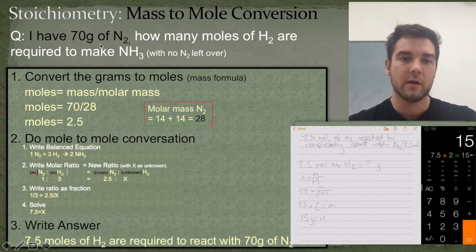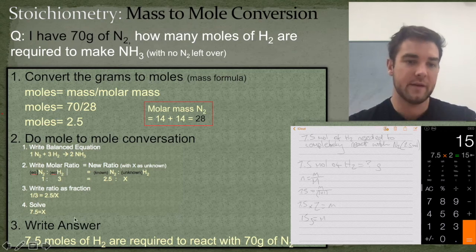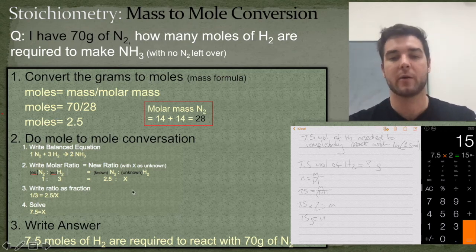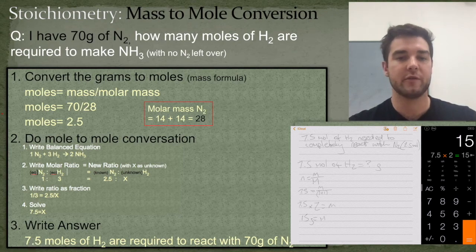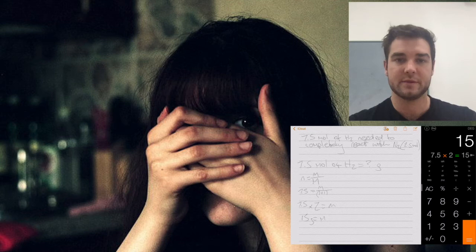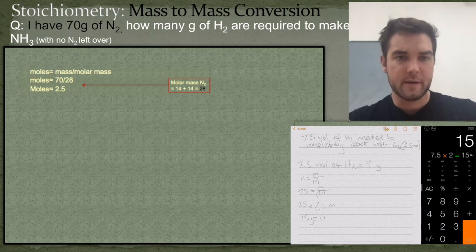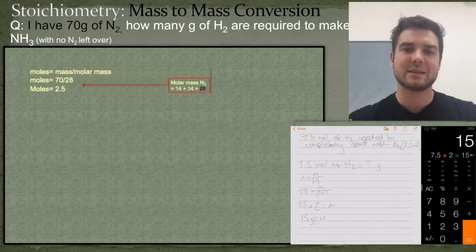So we know that 70 grams of nitrogen is exactly 2.5 moles. And so when we go through that, I work out that 7.5 moles of H2 are required to react with 70 grams of nitrogen. You might like to pause the video to make sure you understand this concept. All right. I don't know why that's there, but we'll move on. Let's do a mass-to-mass conversion.